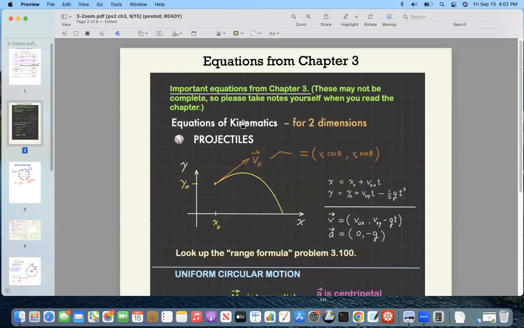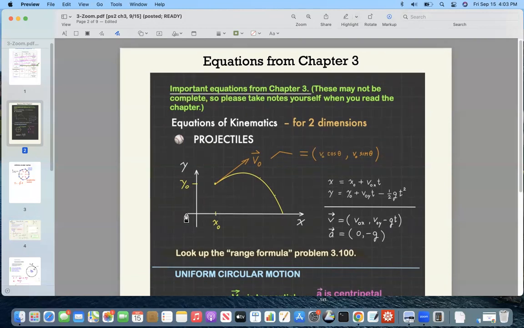The equations of kinematics we already studied last week for one dimension. So now we're just extending this into 2 dimensions. And one kind of problem which is important is the projectile, an object moving in Earth's gravity. And there, the 2 dimensions are horizontal, parallel to the surface of the Earth, and vertical, perpendicular to the surface of the Earth. So we'll call the vertical direction y, the horizontal direction x.